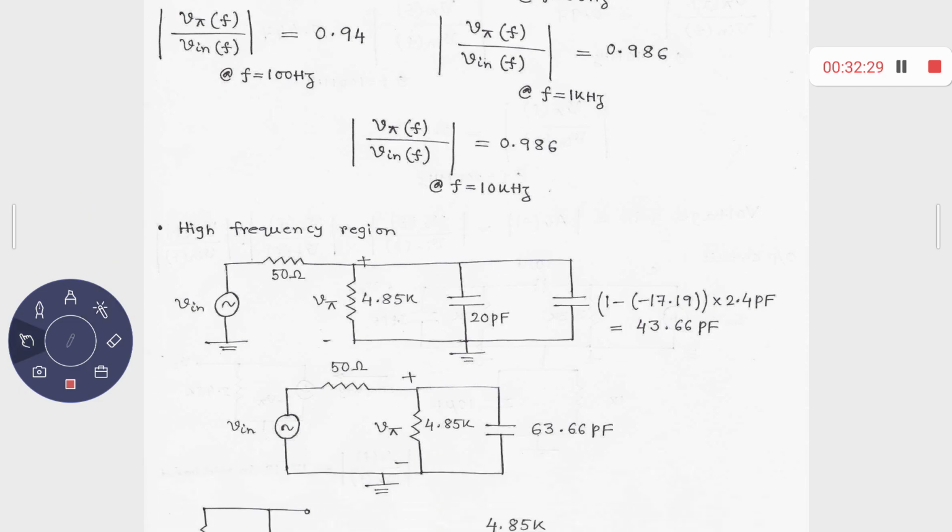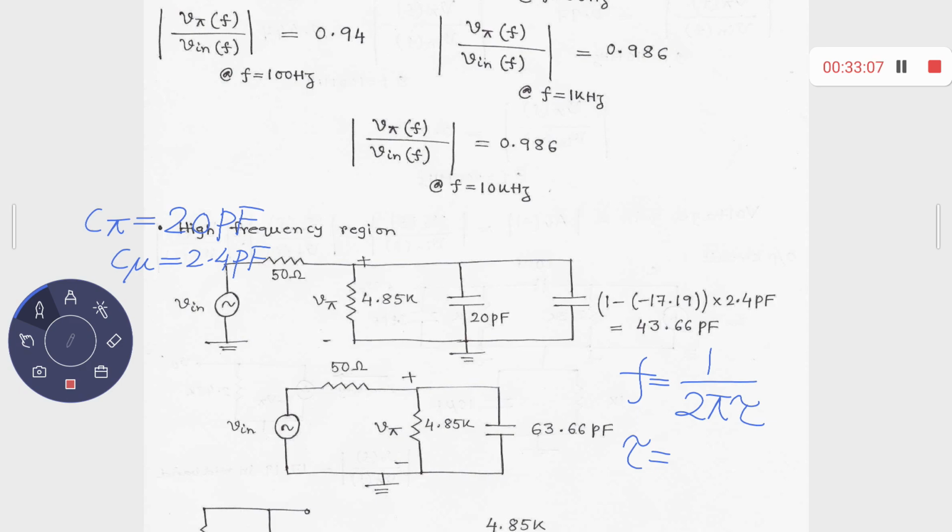Then how does the circuit look? It's a low pass filter, R and C. If you remember what I told you in our class, whenever you find this kind of thing, you have to find out what is your RS and RP. What is RS? 50 ohms. What is RP? 4.85K. What is your C? That is 63.66 picofarad. And from that, you can calculate the approximate value of your corner frequency. What was that? We have mentioned, f is equal to 1 by 2 pi tau. What is your tau? Can you remember this one? RC.